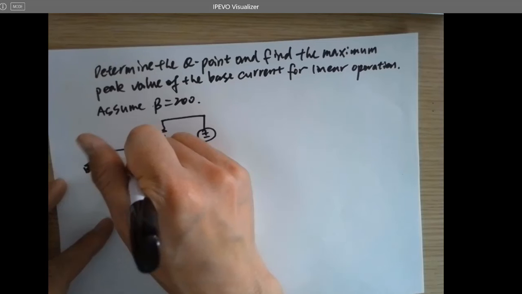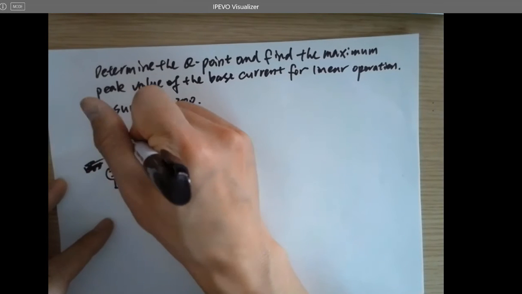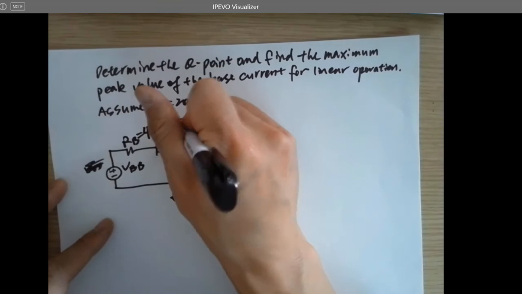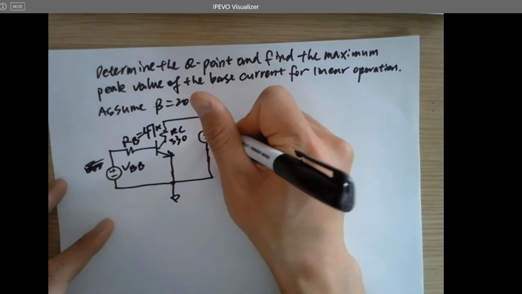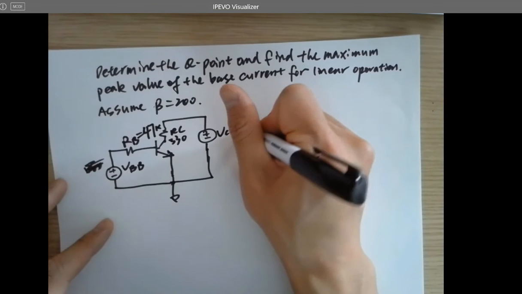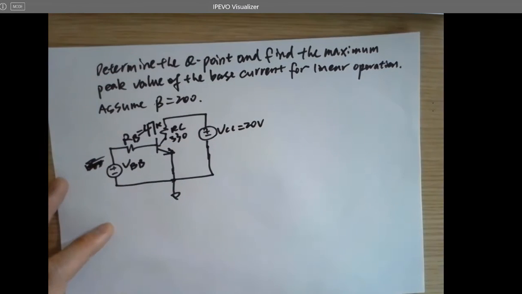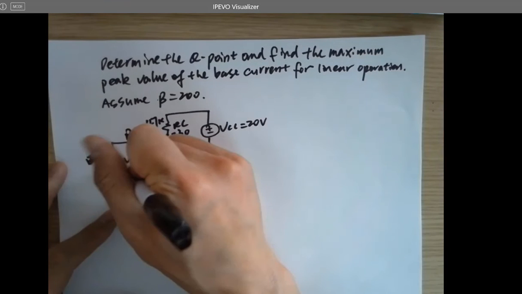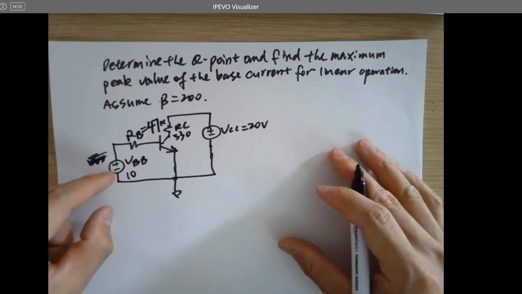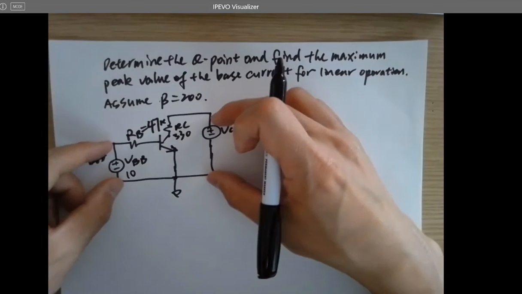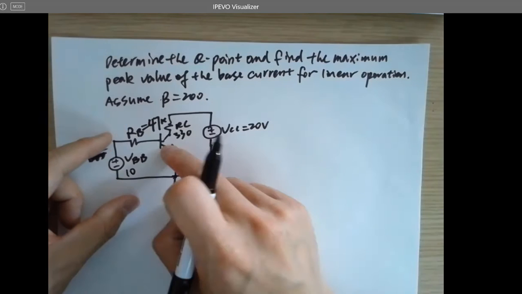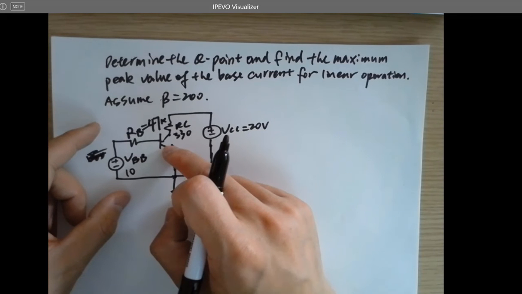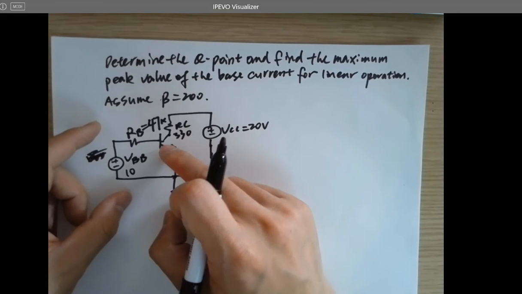So it's called VBB. This is RB, which is 47K. And this is RC, which is 330. And that's VCC, which is 20 volts. So remember that if you have a VBB, if this voltage source is given, and this voltage source is given, the NPN transistor here is already biased at a certain Q point. Okay, because you can calculate it.